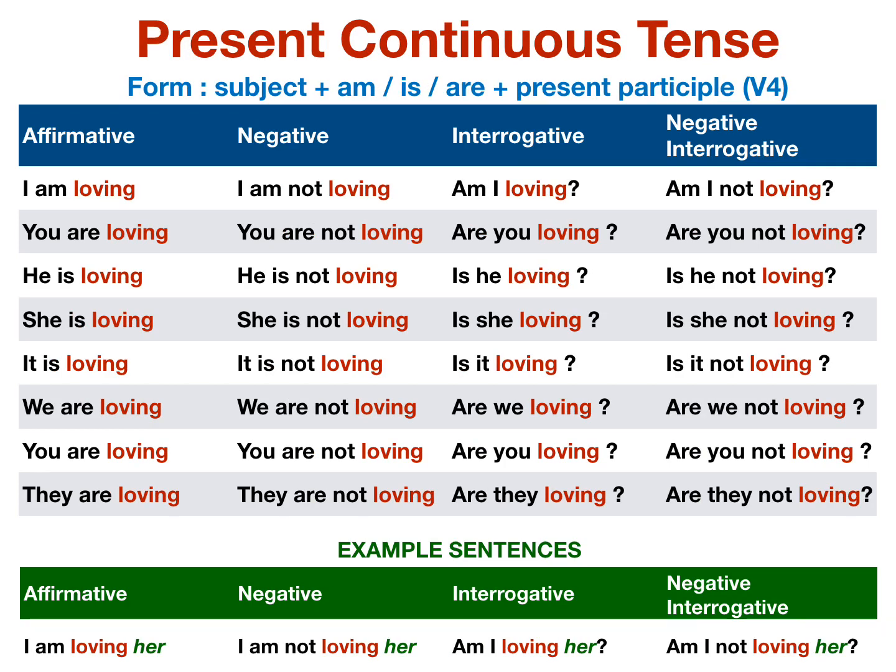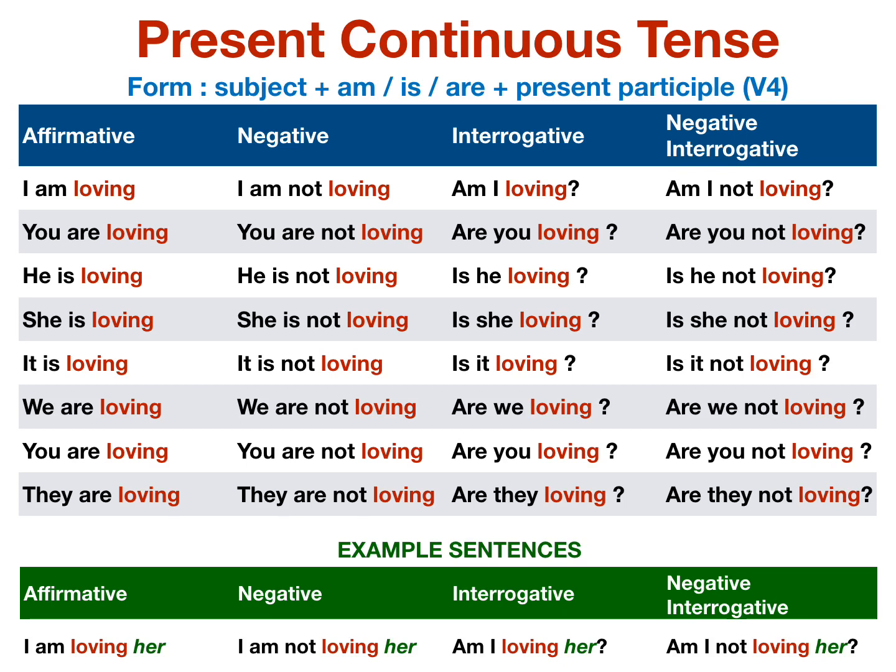Present continuous tense. Subject plus am, is, are plus V4. I am loving. I am not loving. Am I loving? Am I not loving? You are loving. You are not loving. Are you loving? Are you not loving? He is loving. He is not loving. Is he loving? Is he not loving? She is loving. She is not loving. Is she loving? Is she not loving?